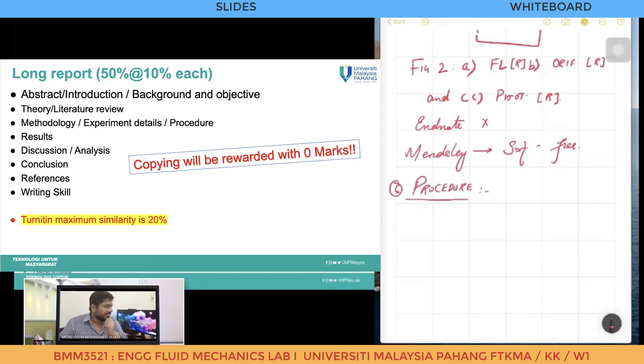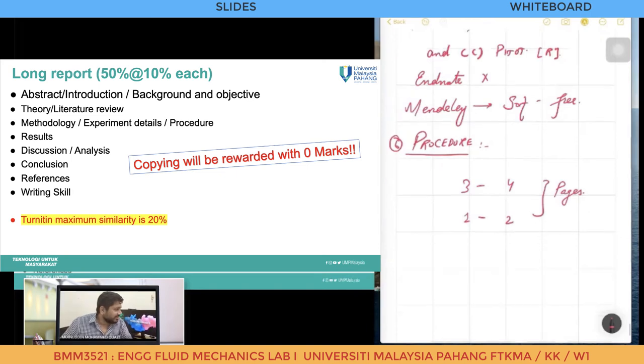After the theory, we go to procedure, okay? So method and procedure, we are going to give you the video. From that video, you can capture the images, and what the JP is going to tell you, you should write that in a procedure way. Each experiment has its own procedure. If the procedure is long, maybe 3 to 4 pages. If the procedure is short, then maybe 1 to 2 pages. It depends on the experiment, okay?